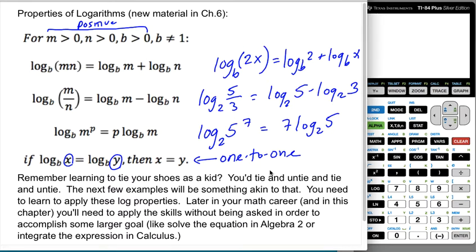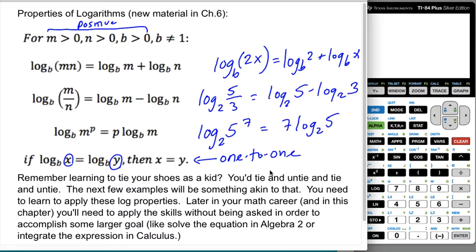You need to learn to apply these log properties. Later in your math career, and also, honestly, in this chapter, but also later in your career with me and also past high school, you'll need to apply skills without being expressly asked to do so, right? Nobody's going to say expand the logarithm or condense the logarithm, but it will be a necessary step to do other things in the aim to reach a larger goal, right? So for instance, if you're solving an equation in Algebra 2 or integrating an expression in calculus, sometimes you have to do these things even though I don't expressly ask you to do them.